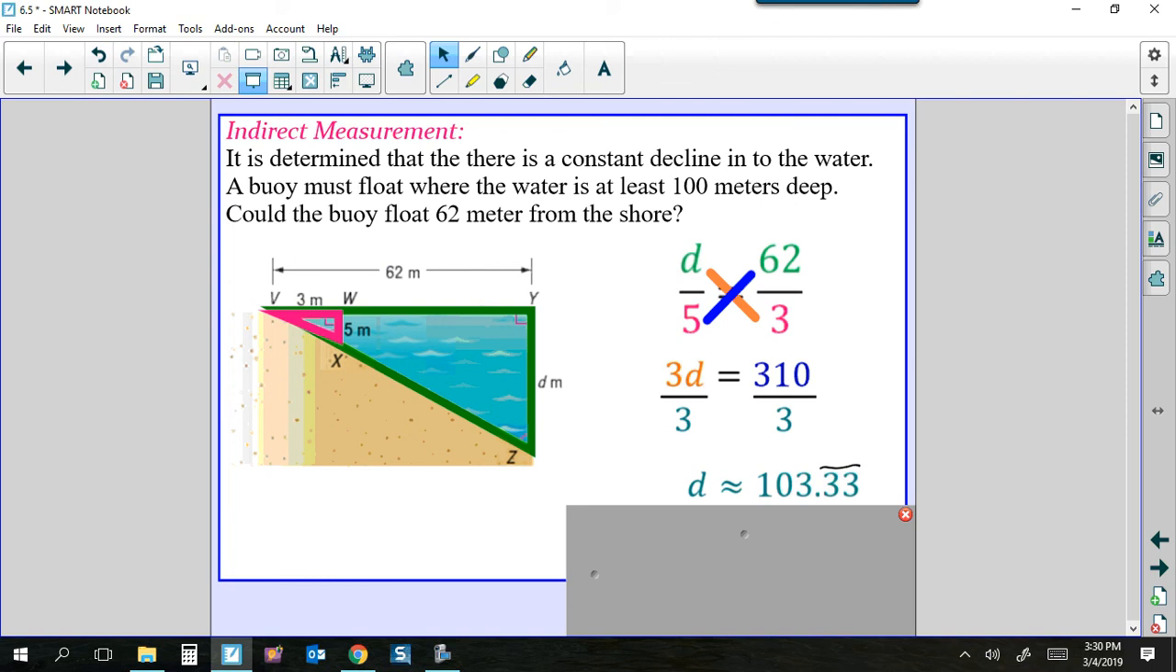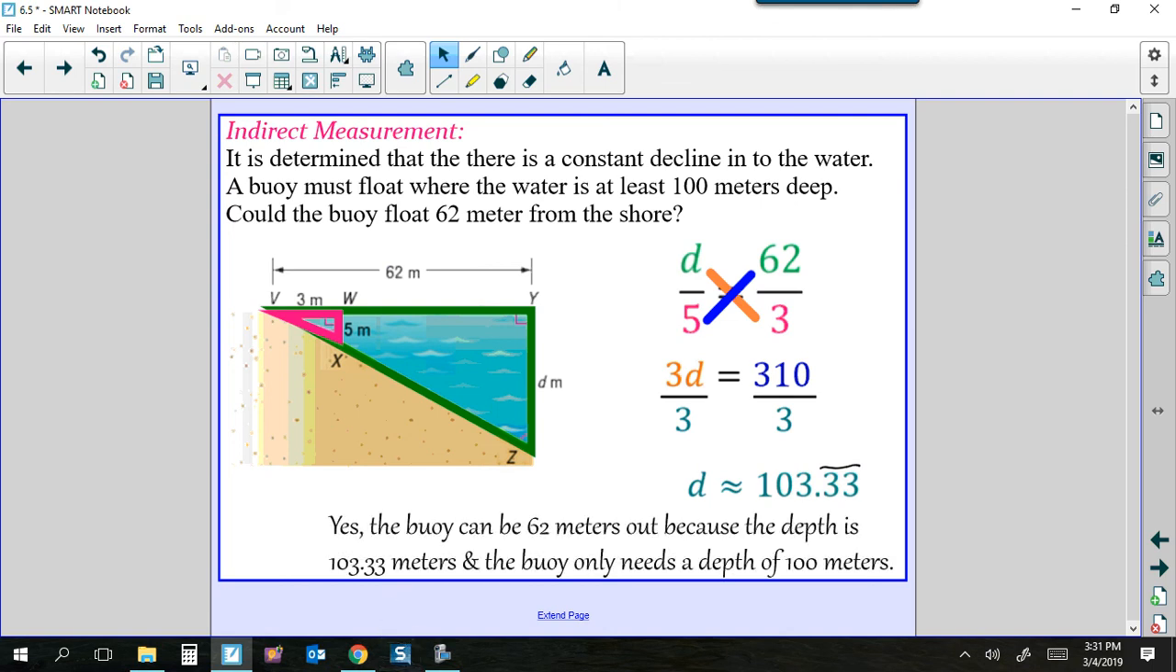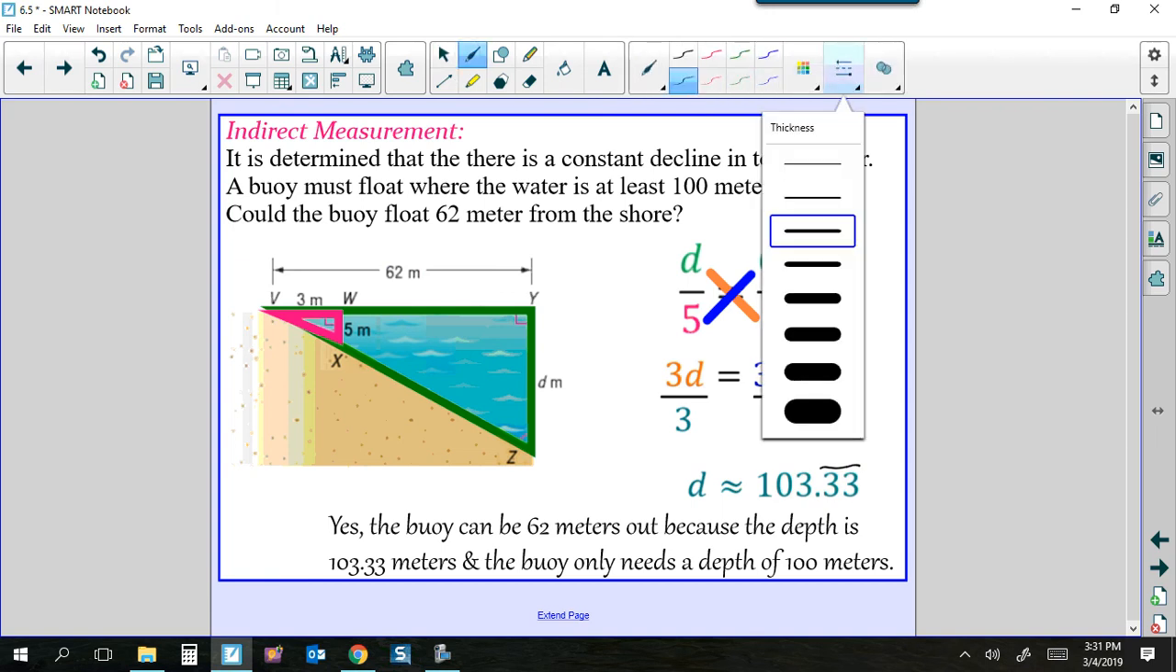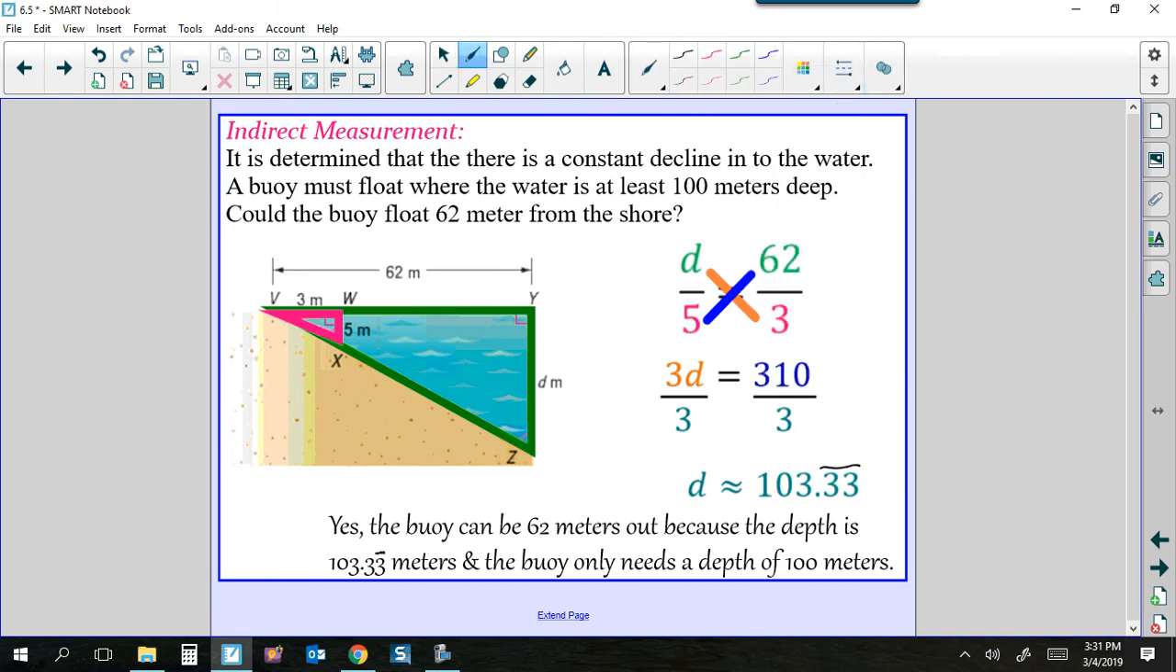So with this problem, they're asking us, is it possible that this buoy could be 62 meters from the shore? Because a buoy has to have 100 meters of depth. Well, when we did the math, we found that at 62 meters, the depth is 103 1/3 meters. So since 103 1/3 is greater than 100, we know, yes, the buoy can be 62 meters from the shore because the depth is 103 meters and the buoy only needs a depth of 100.